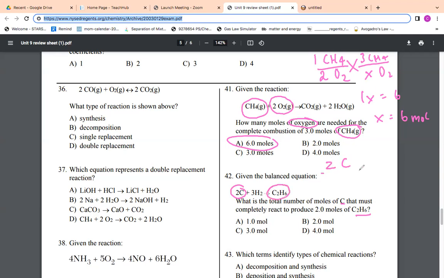2 moles of carbon will make 1 mole of ethane. However, this serving size is not good. That's not what we want. We want 2 moles of ethane. How much carbon are we going to need? So you cross multiply and x turns out to be 4 moles.